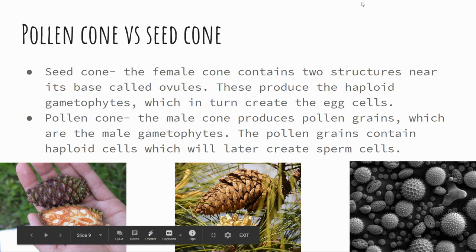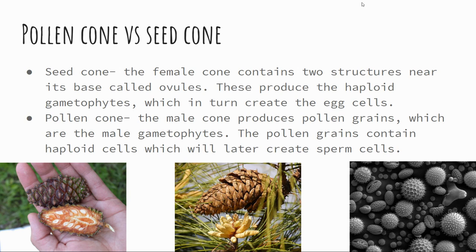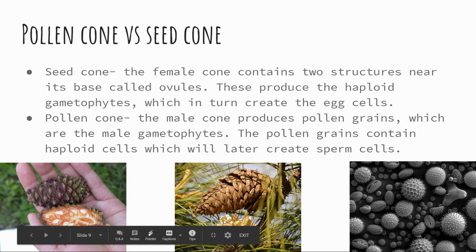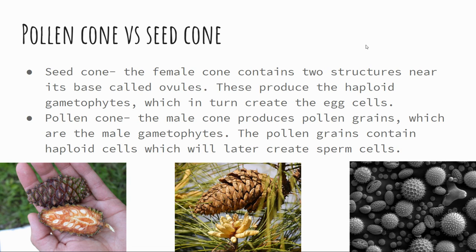The pollen cone, the male cone, produces pollen grains, which are the male gametophytes. These pollen grains contain haploid cells, which will later create sperm cells. There's a much smaller window in which we see these pollen cones, which are very small. Sometimes we wouldn't even consider them as cones. They're not always there. They're there just during the reproduction phase, so to speak, of these gymnosperms.